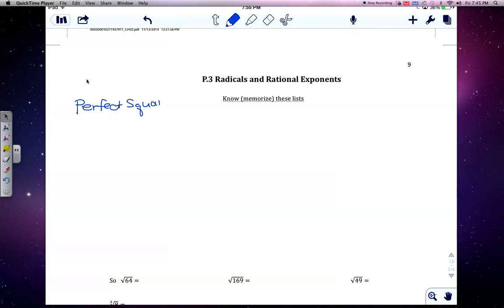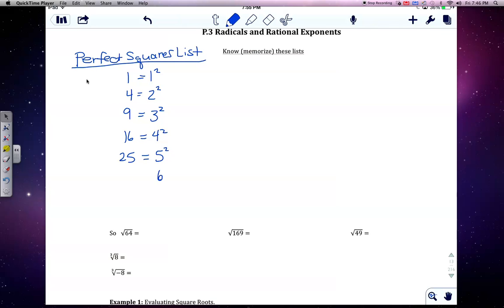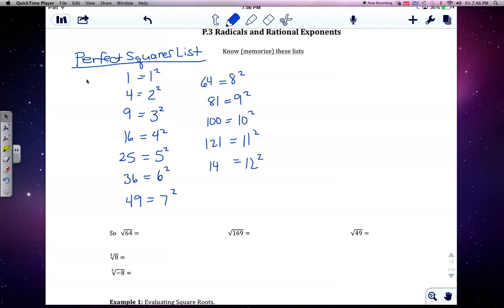If you don't, you can always come up with it using your calculator. So you start off with 1 squared, and that's equal to 1. 2 squared is equal to 4. 3 squared is equal to 9. 4 squared is equal to 16. 5 squared is equal to 25. 6 squared is equal to 36. 13 squared is 169. And this goes on forever. But those are ones I definitely want you to memorize or be able to come up with.